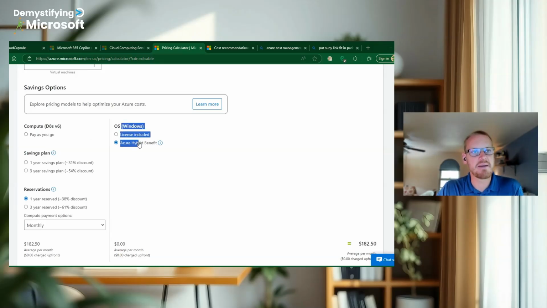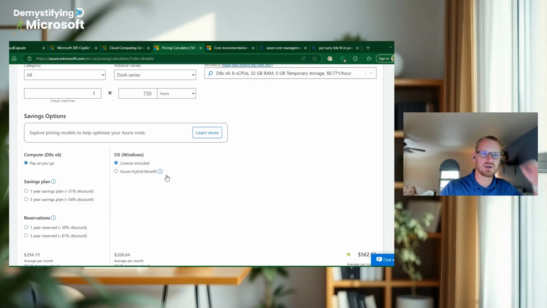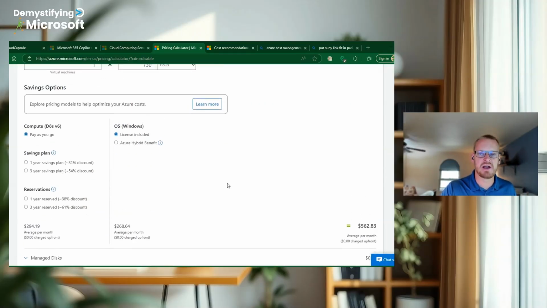Now, the way hybrid use benefit works is you're going to pay $30 a month or $360 a year, or you can buy it up front as a $950 server perpetual license. You're buying a license for that server and saying, Microsoft, I'll pay for that server license upfront for a year or 3 years or indefinitely. And then they don't include the cost of the Windows with the VM. And it's the single biggest way you can save money on VMs in Azure. So big value there. Very important to go through and understand where that applies.